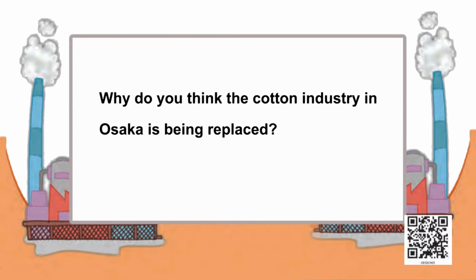In recent years, the textile industry in Osaka has been replaced with other industries such as the iron and steel industry, the cement industry, shipbuilding, automobiles, etc. Why do you think the cotton textile industry in Osaka is being replaced?